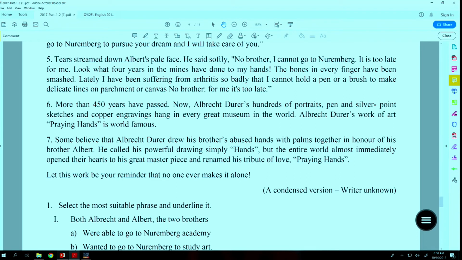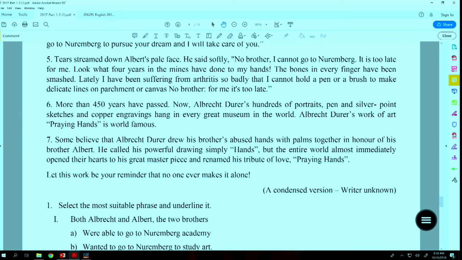දැන් මට පරක්කු වැඩි. Look what 4 years in the mines have done to my hands. මගේ අත්වලට මොකද වෙලා තියෙන්නේ කියලා බලන්න මේ අවුරුදු 4ක කාලය තුල. The bones in every finger have been smashed. හරි? ඒ කියන්නේ අතේ තියෙන හැම තැනකම තුවාල.